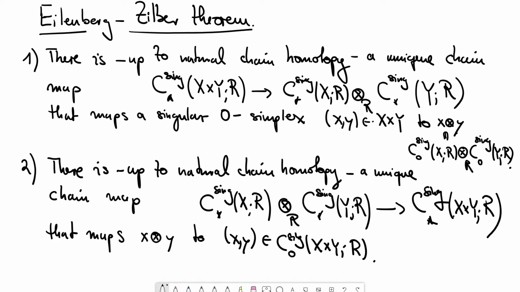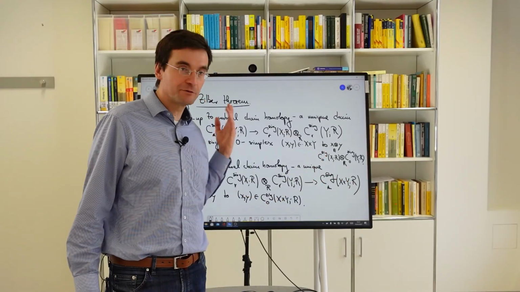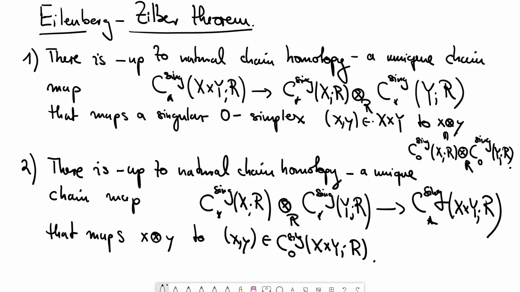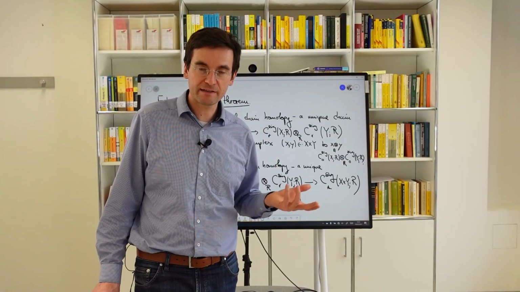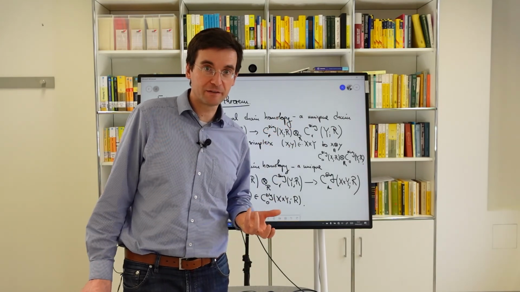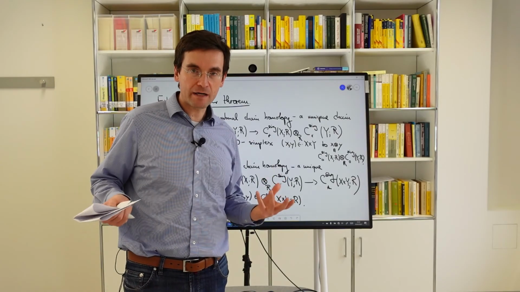There is a reverse statement. If you start from the tensor product of these chain complexes, there is also a natural chain map, and this natural chain map is also unique up to natural chain homotopy, if you impose that this elementary tensor x tensor y, where again little x, little y stand for points in X and Y and therefore for singular zero simplices, is mapped to (x, y). Then there's only one such map up to natural chain homotopy. And that is the Eilenberg-Zilber theorem, which will be the result of a very abstract argument.